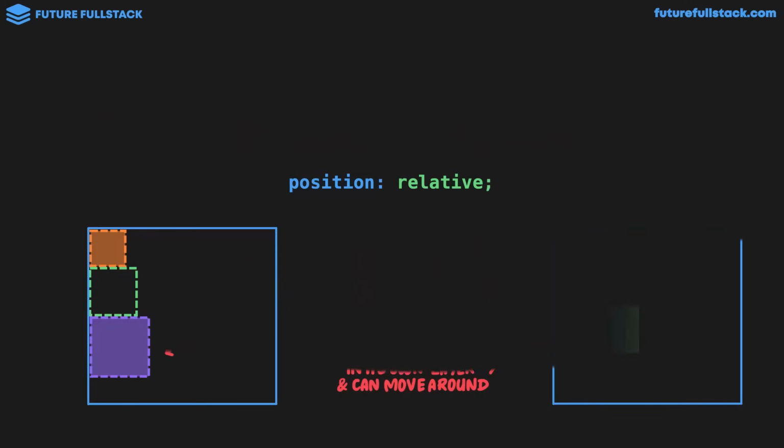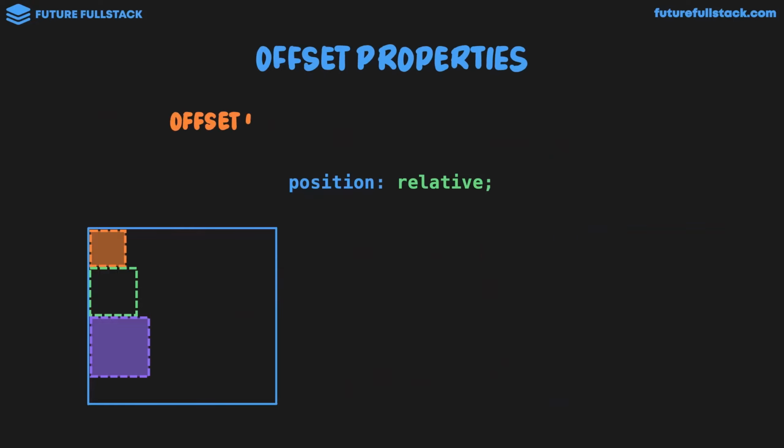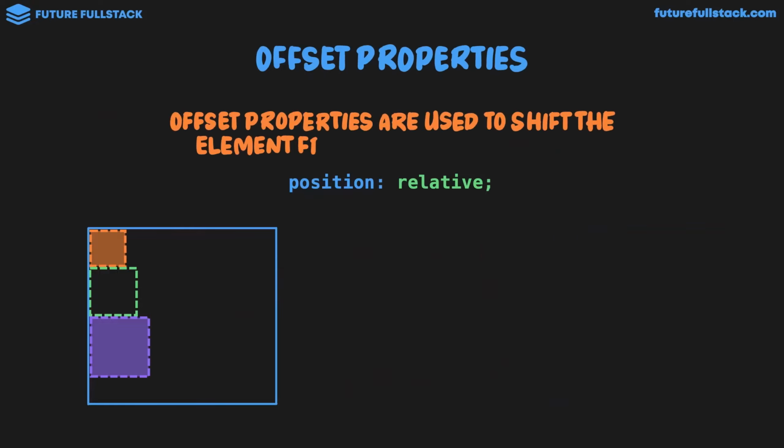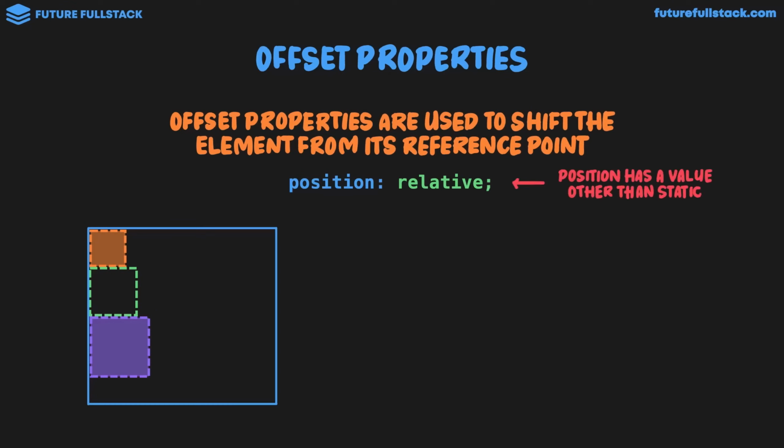So how do we move this element around? We do this with offset properties. Offset properties are used to shift the element from its reference point. Now for this to work, the position property has a value other than static. So using offset properties wouldn't work for regular elements, because by default, regular elements have a position property of static. But the offset property does work when it has a non-static value, like relative and the other values we're going to be seeing soon. So for an element with the position relative, the reference point is the element itself.